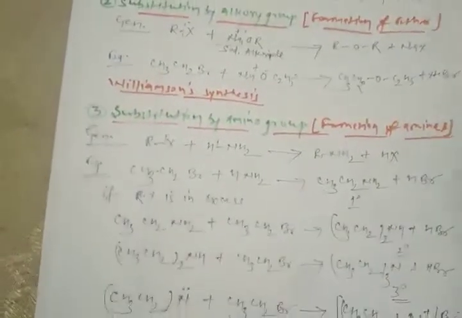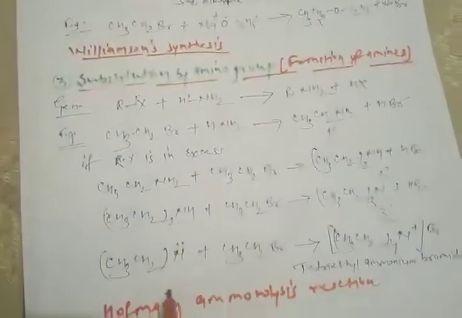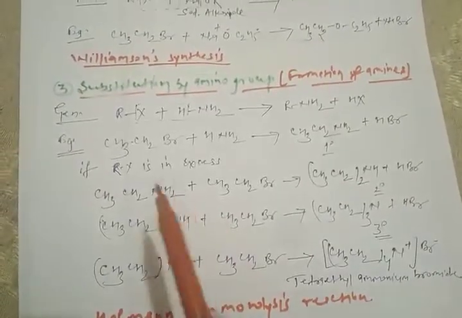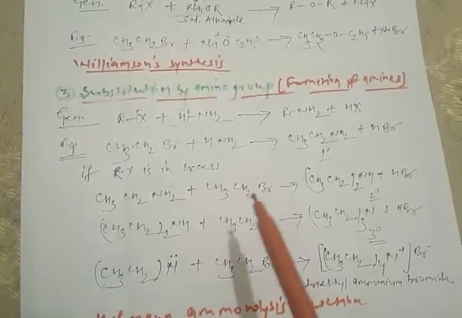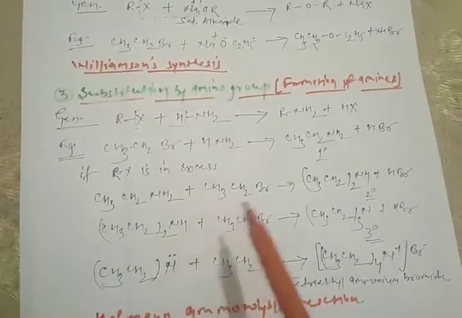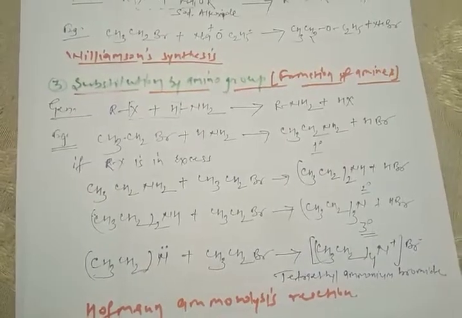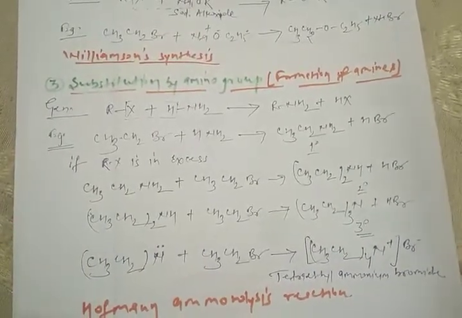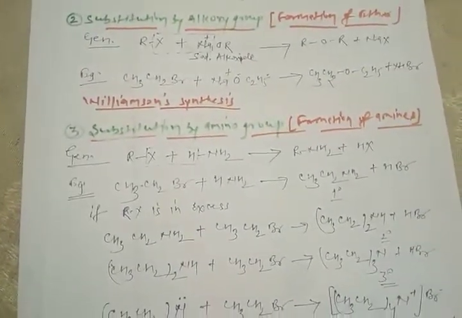So we had discussed two name reactions. One is the Williamson synthesis, where the formation of ether occurs. And here, because of the presence of excess alkyl halide, the reaction with the amino group will continue till we get tetraethyl ammonium bromide, or what we can say is the quaternary ammonium salt. So this is the third reaction. Next we are going to move to an interesting reaction.